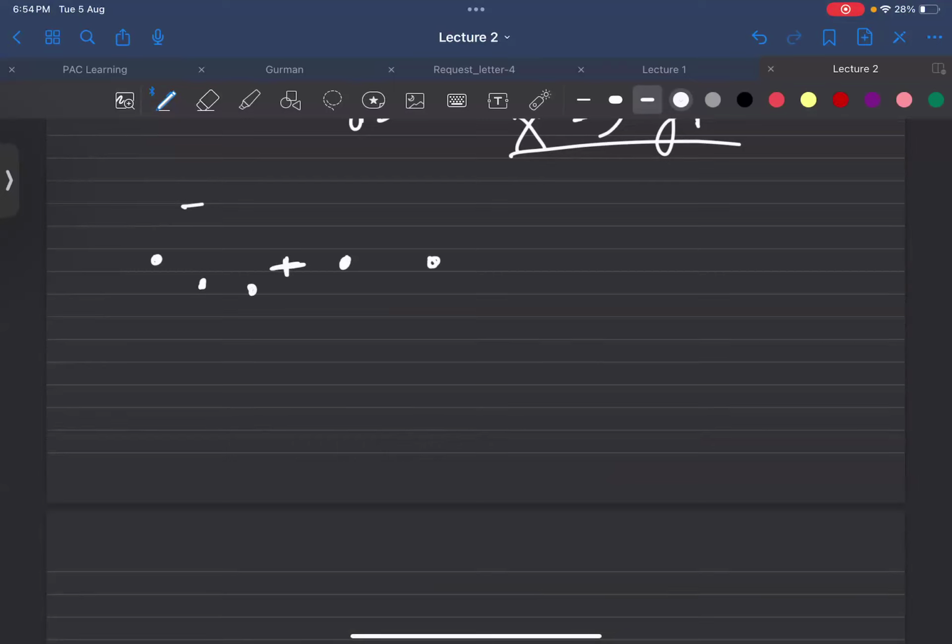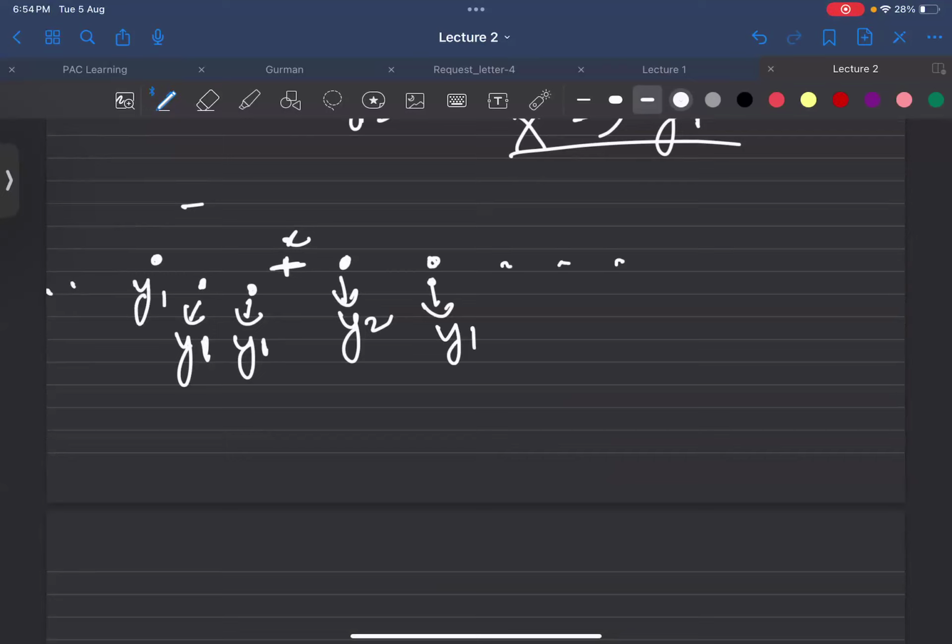I have to predict this function, this X. I know this is equal to Y1, this is equal to Y2, this is equal to Y1, and this is equal to Y1. And I'm considering 5 NN, means 5 neighbors: 1, 2, 3, 4, 5.